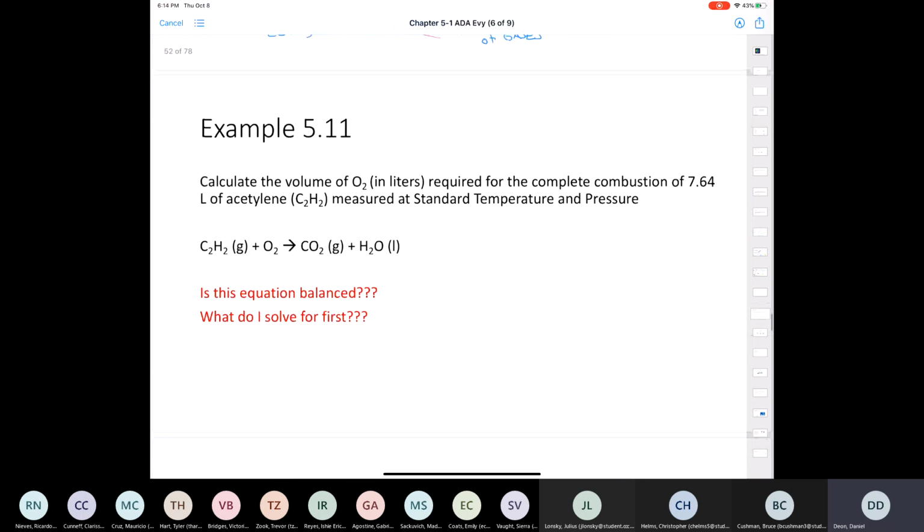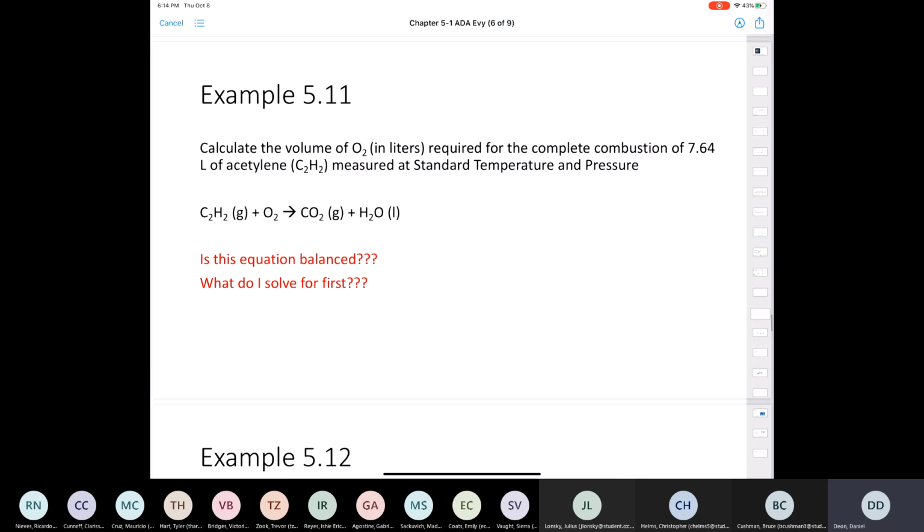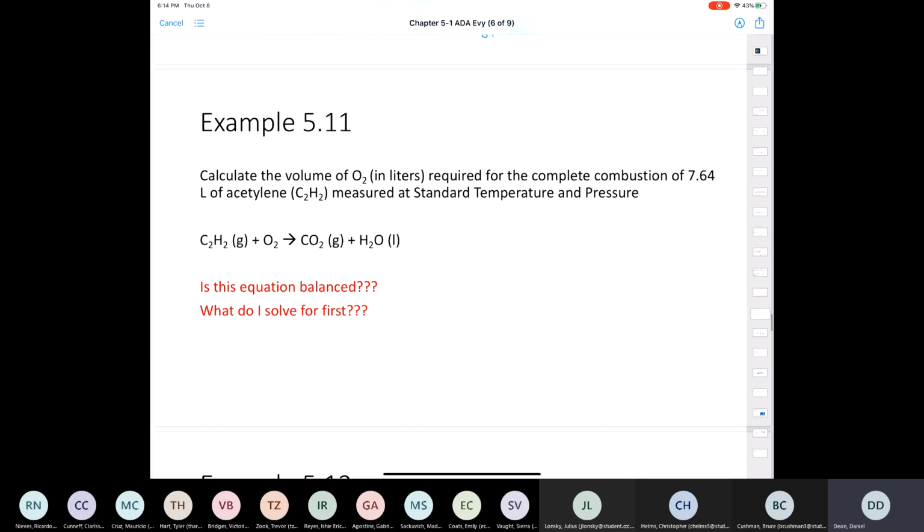Example 5.11. Calculate the volume of oxygen in liters required for the complete combustion of 7.64 liters of acetylene measured at standard temperature and pressure. Well, we've got the number of liters of acetylene, and we're going to need to figure out the volume of oxygen that's required to burn up with this 7.64 liters of acetylene.